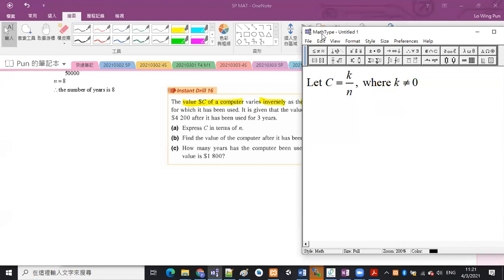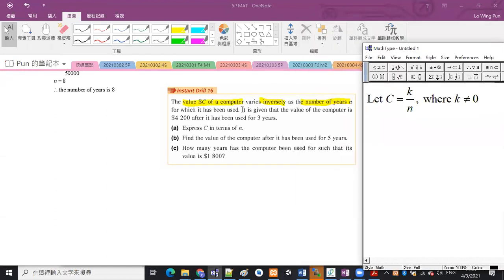And this time we have found a pair of numbers given by the question. It is given that the value of the computer is $4,200 after it has been used for 3 years. So we just put these two numbers into our equation. Okay, put C equals 4200 and n equals 3. So 4,200 is equal to k over 3. And then just multiply the 3 to the left hand side and you get 12,600 is equal to k. And k is equal to this number, and we have the complete information of the equation.